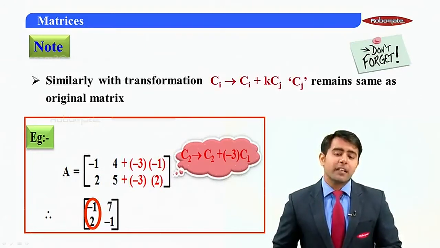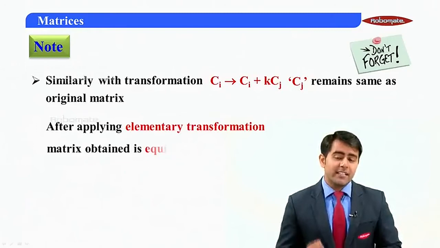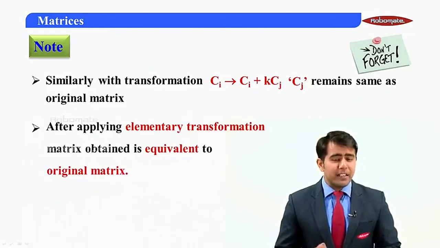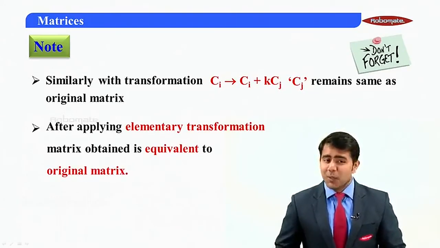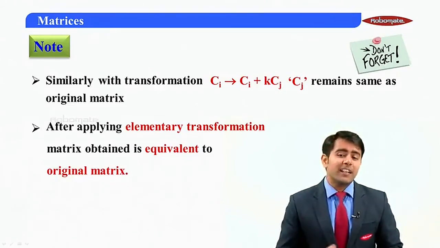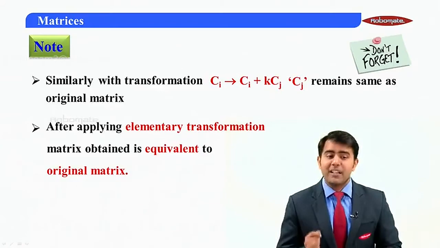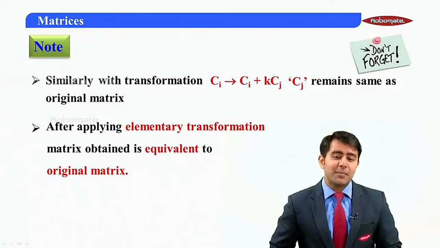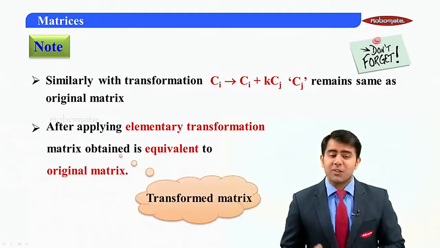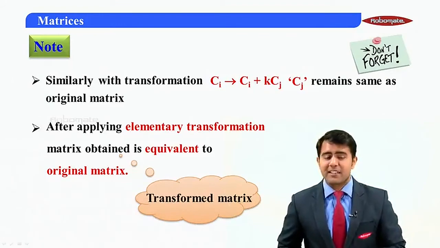Now the next property which we have to note here is, after applying elementary transformation, the matrix obtained is equivalent to the original matrix. It is not equal to, but it is equivalent to the original matrix. And the new matrix is called the transformed matrix.